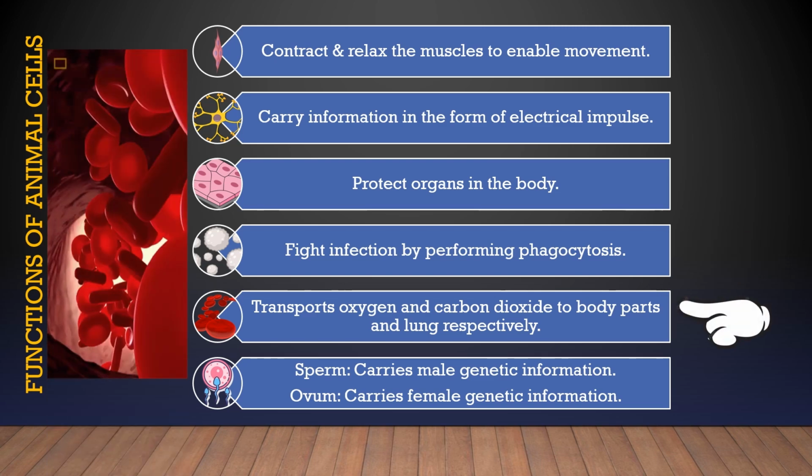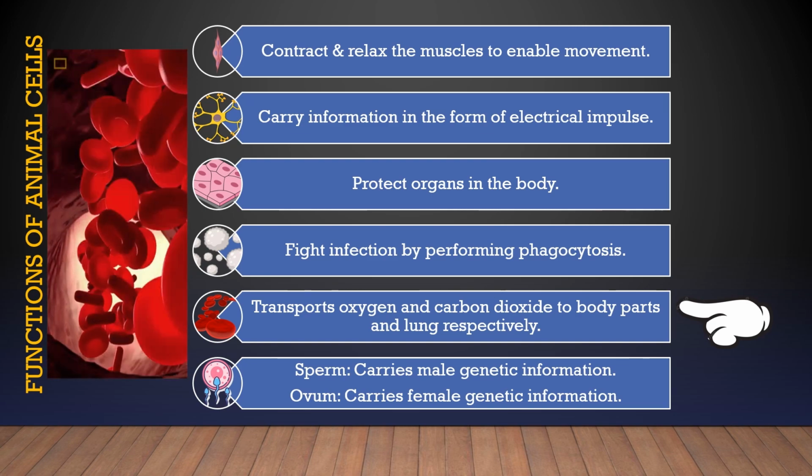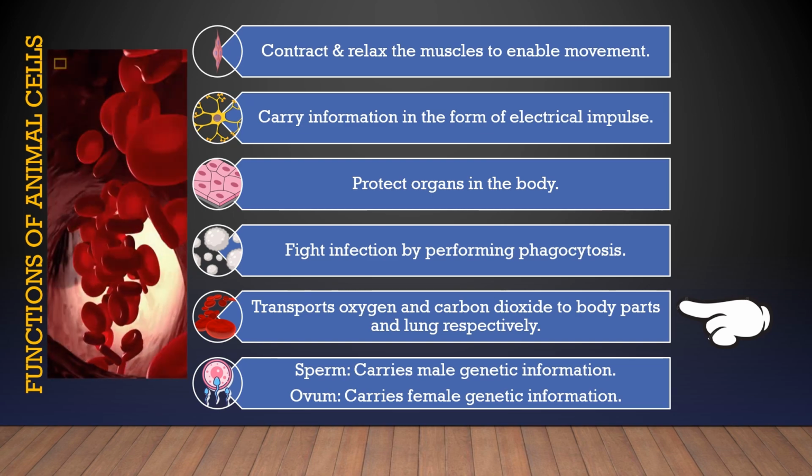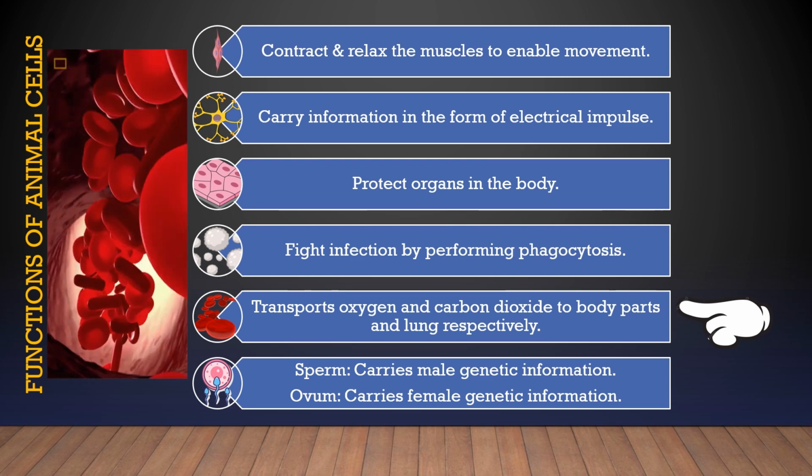Next, we have the red blood cell. The red blood cell is the only cell that does not have a nucleus. The function of the red blood cell is to transport oxygen and carbon dioxide to body parts and lungs respectively.